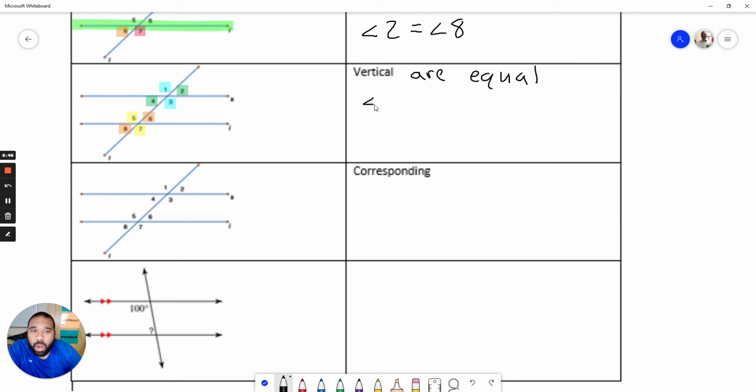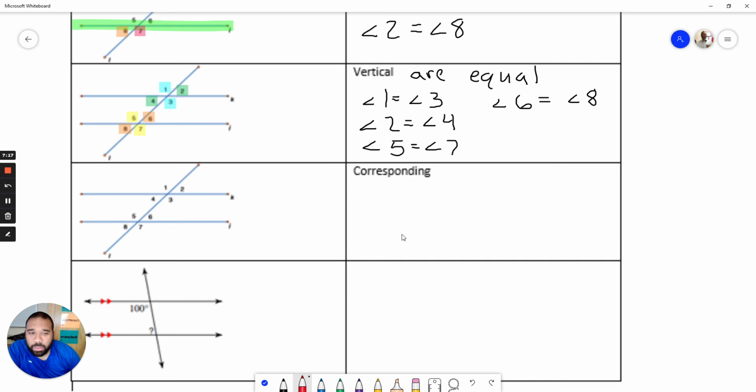Vertical angles are equal, so angle 1 is equal to angle 3. Angle 2 is equal to angle 4. Angle 5 is equal to angle 7. And angle 6 is equal to angle 8. This is why it's important that you include your picture so that you can see what we're talking about.